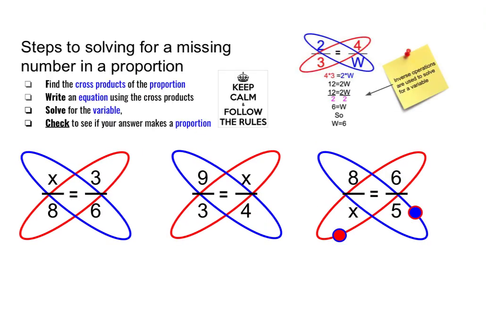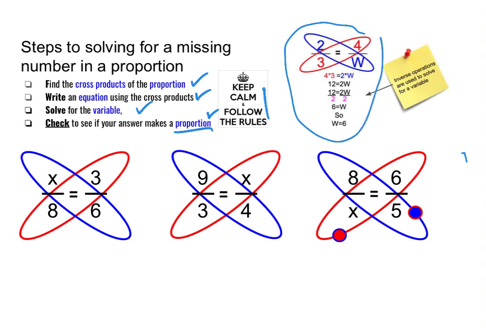All right, now let's put it all together. The steps to solving for a missing number in a proportion. First, we find the cross products, then we write an equation, we solve for the variable using inverse operations, and then we check to see if our answer makes a proportion. Keep calm and follow the rules.